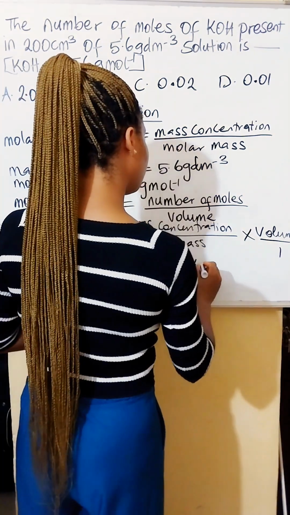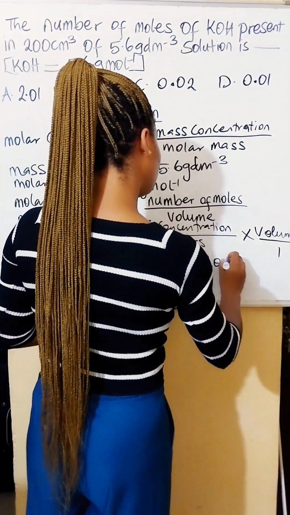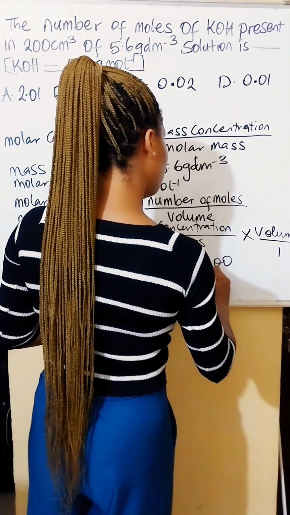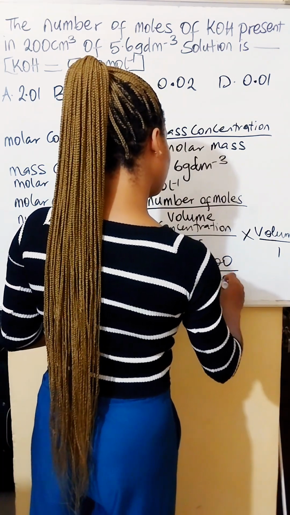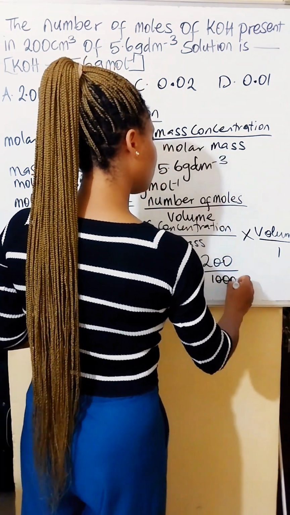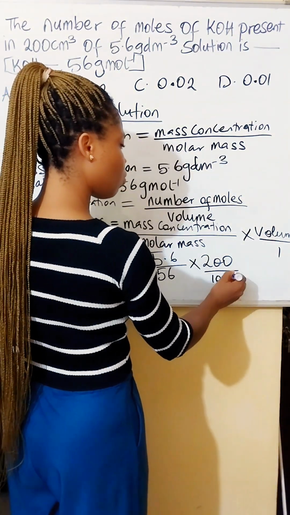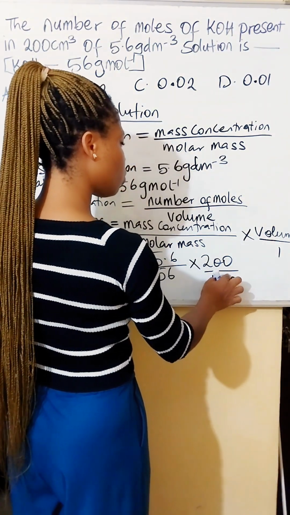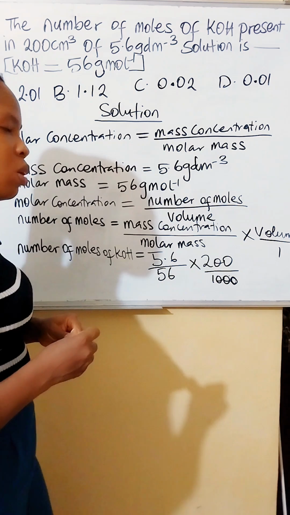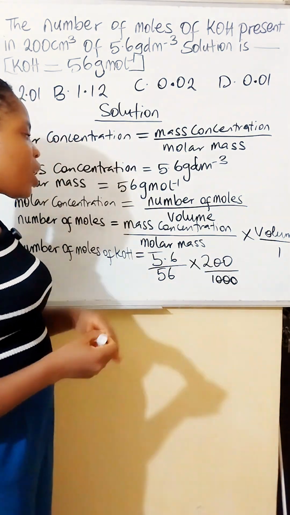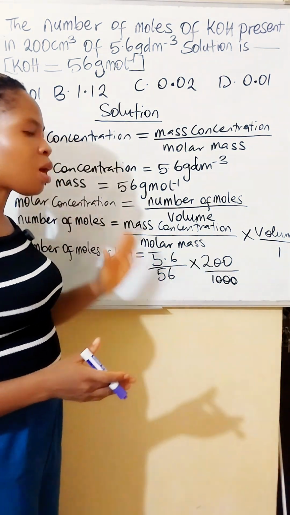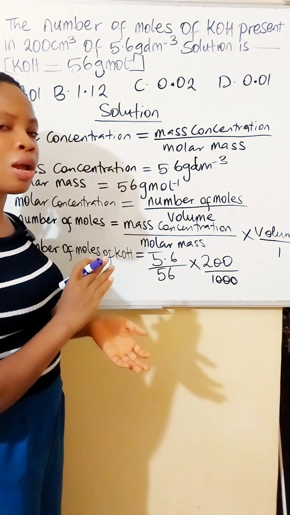Okay, so we have times 200 over 1000 times 1. So since this is 1, we can as well erase the 1. So we'll now have 200 over 1000. Okay, so from here now, we can multiply out, divide, and get our answer.